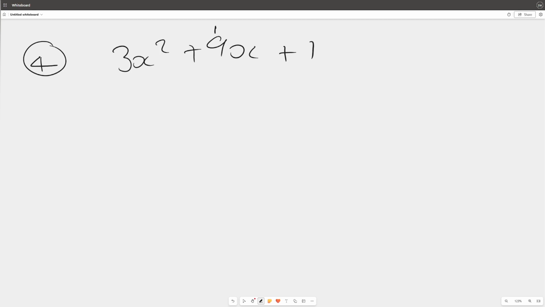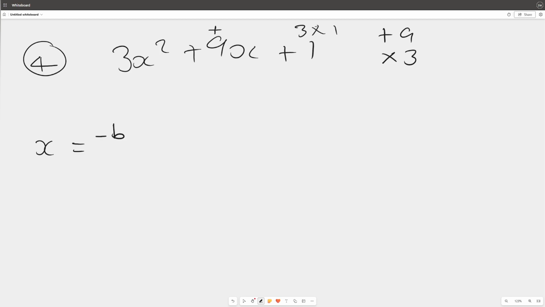Let's try first two numbers that add to make 9 and multiply to get 3 times by 1. So two numbers that add to get 9 and multiply to get 3. Unfortunately, it is not possible. So we are going to need to use the quadratic formula and see if there is a solution to this expression.